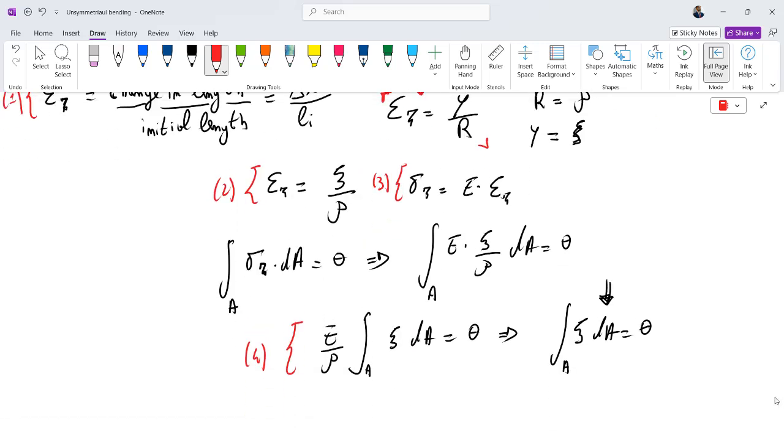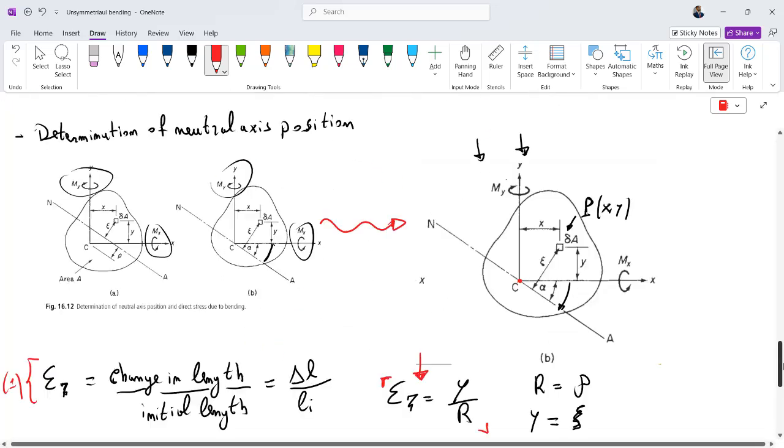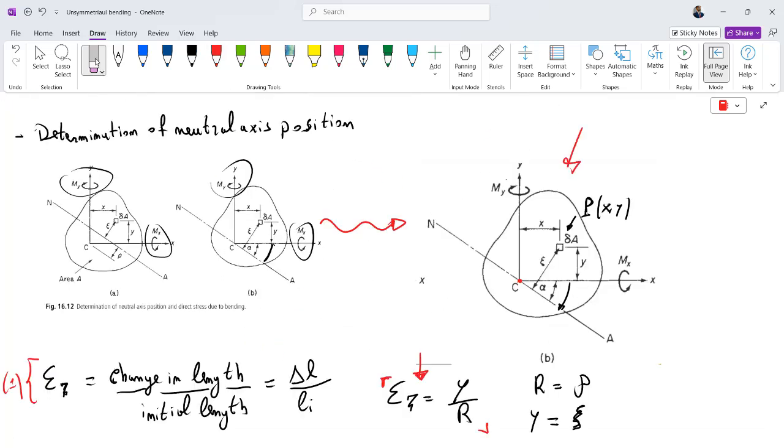This formula tells us that if the static moment, the first moment of area of the cross section, is equal to 0, the neutral axis surely passes through the centroid of the cross section. Now, also from this picture, we can express the distance zeta as a function of the x coordinate, the y coordinate, and mostly of the angle alpha.